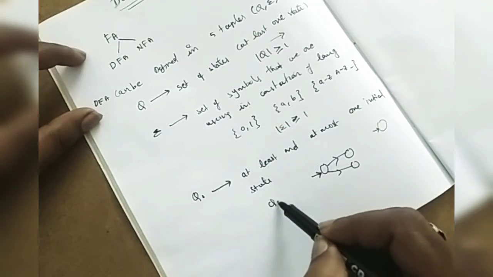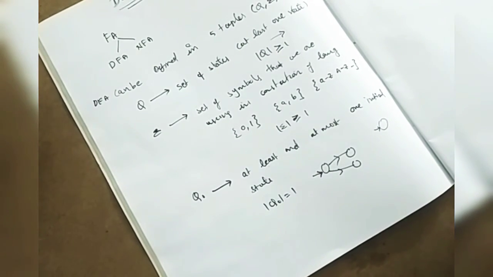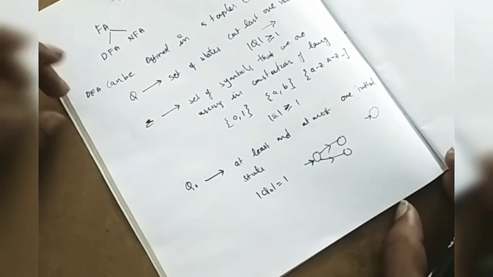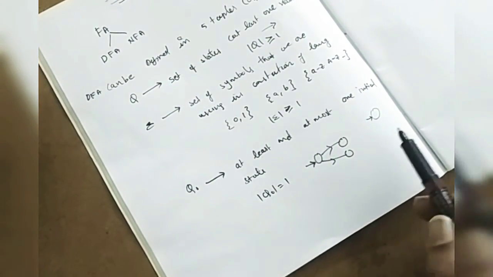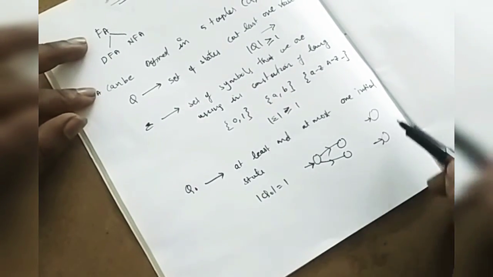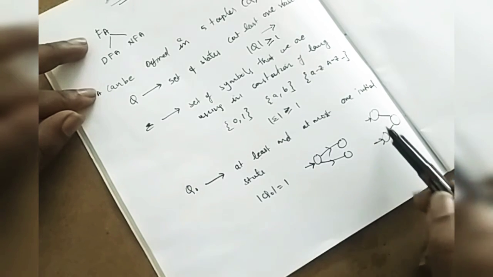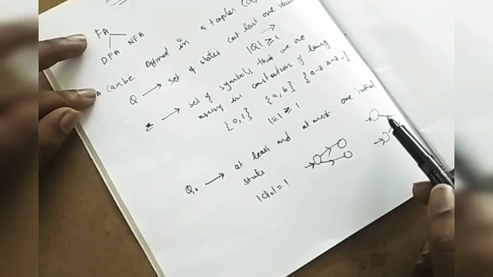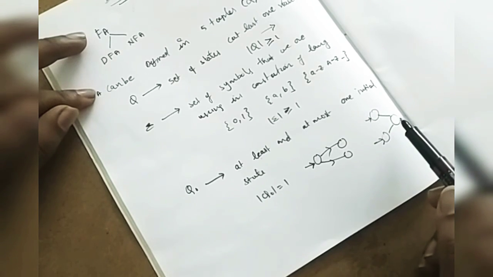That means mod Q naught should be equal to 1. Whatever it is, if it is DFA, NFA, or other updated versions like pushdown automata or Turing machine, there should be one initial state. Because if you have two initial states, you don't know from where you need to start. If there are two initial states, you will get confused about where to start.